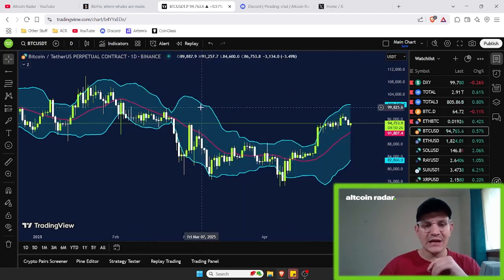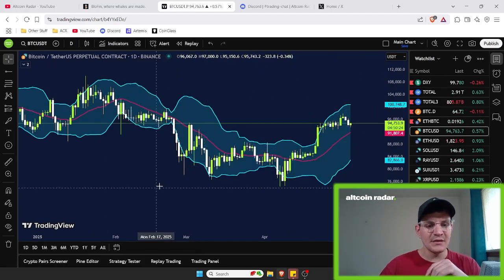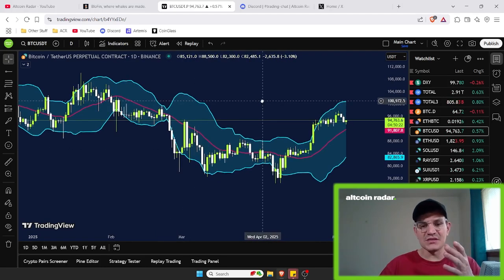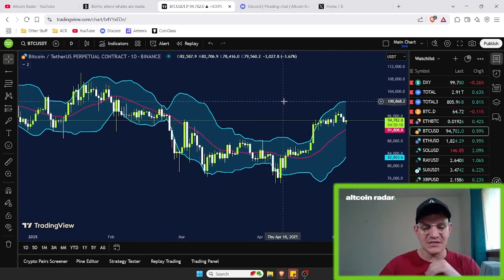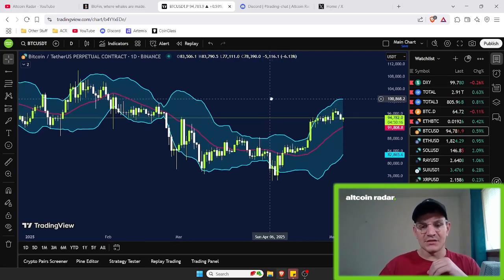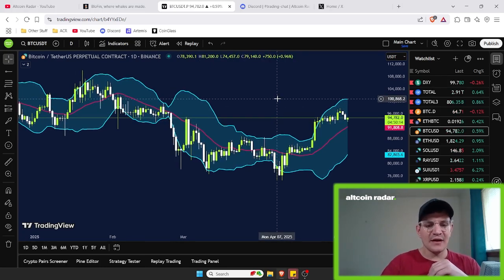It's probably going to look a lot different than the way mine is showing up here on the chart. The simple reason is because I changed the look of mine so that it would be easier to see here on the camera. So once you have them added to your chart, the Bollinger Bands consist of three different lines.